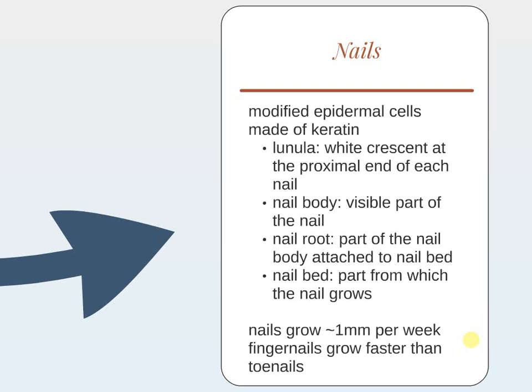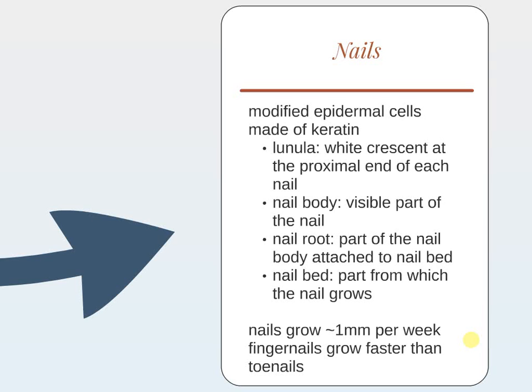It looks white because there is air mixed in with the keratin, so that's the same reason the tips of your nails look white. That air mixed in there gives it a white color. The nail body is the visible part of the nail, and the nail root is the part of the nail which attaches to the nail bed. The nail bed is the part of your fingers that the nail grows out of. So body, the part that you can see; root, the part that's attached to the nail bed. The nail bed is the part of the finger that your nail grows from.